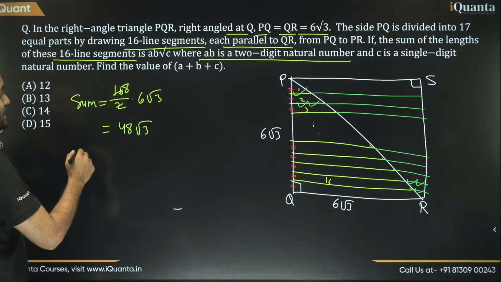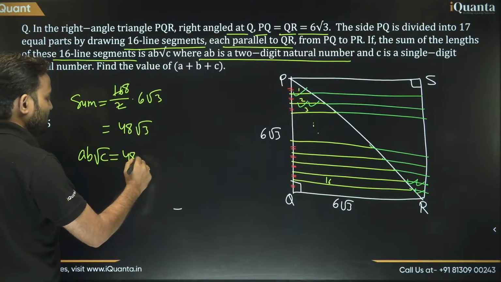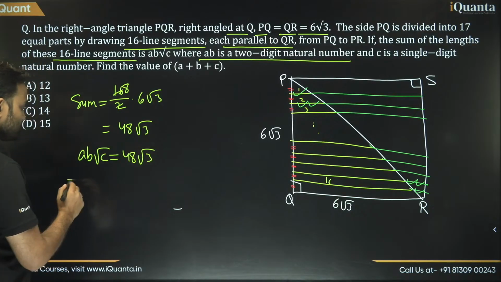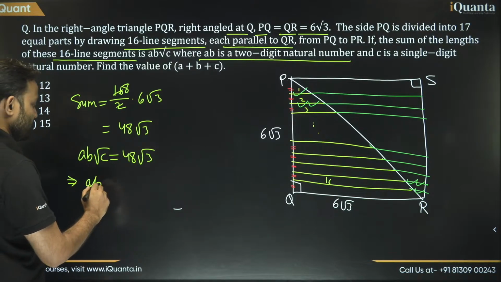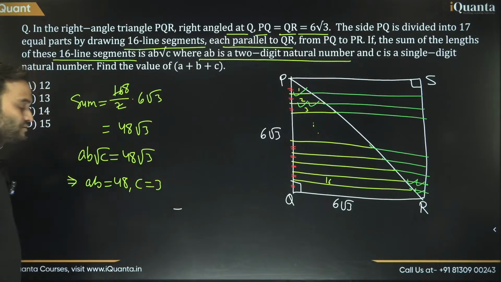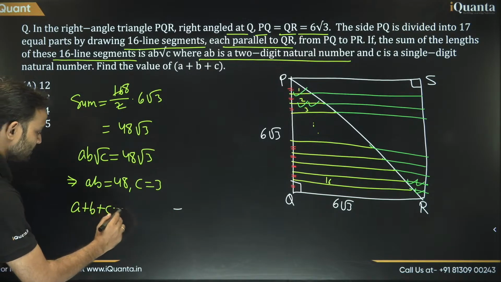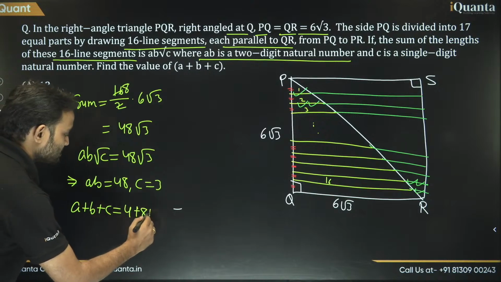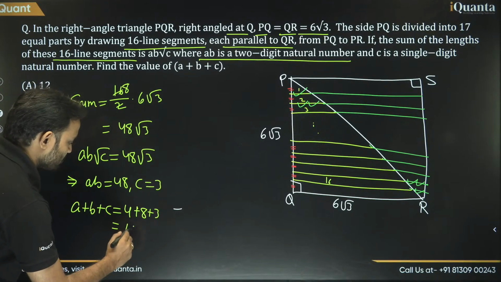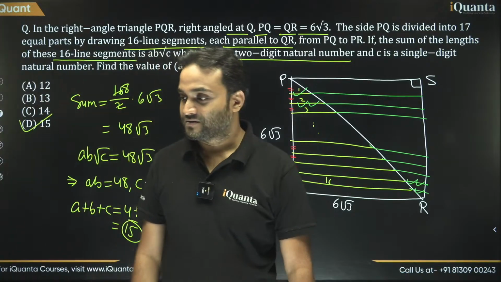Now it's given that AB root C is equal to 48 root 3. So from there, we can say AB will be equal to 48, C will be equal to 3. So A plus B plus C will be equal to 4 plus 8 plus 3. That is equal to 15. And our answer is option D.